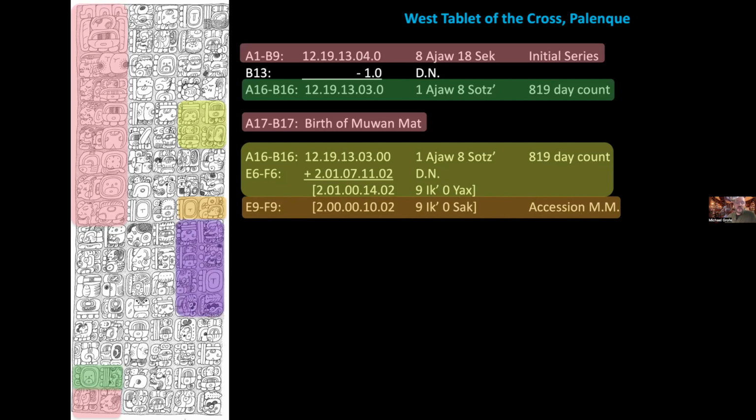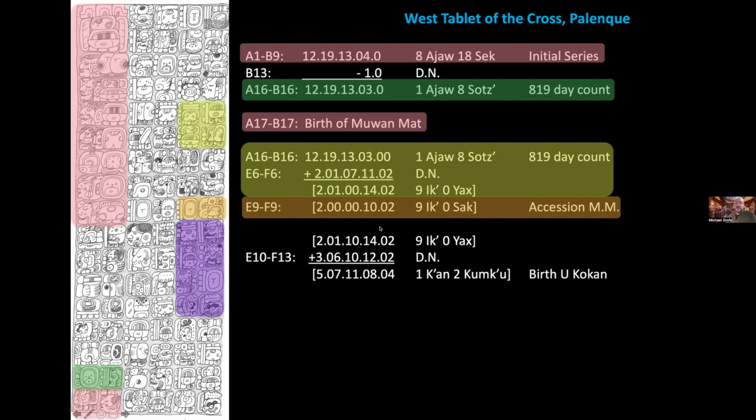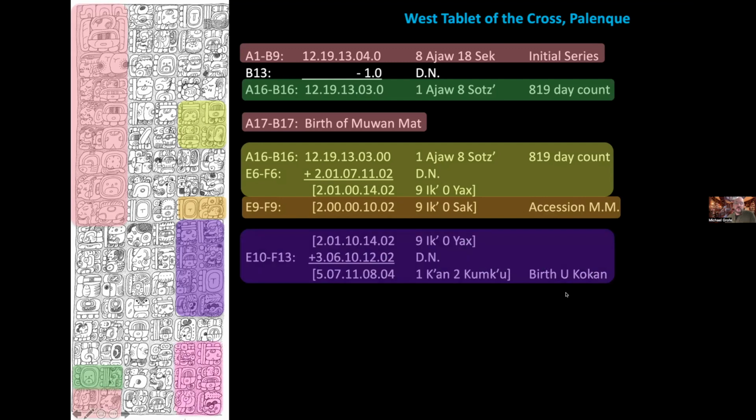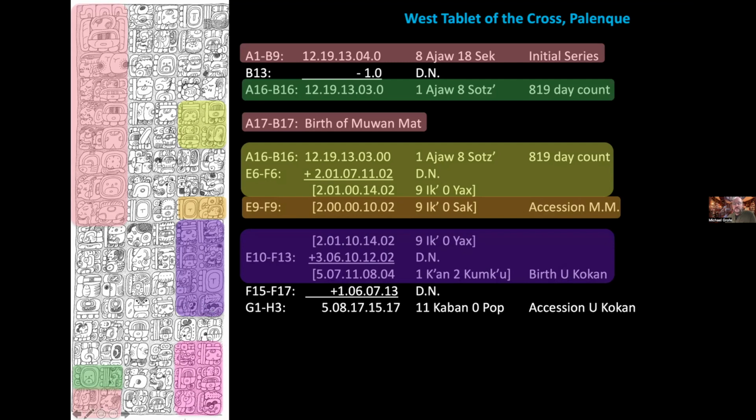Okay, but if we count forward from this date, we have another distance number, but interestingly, this again counts from that unstated date 9-ik-0 Yash, and not from the accession of Muhammad, which is 9-ik-0 Sak. And if we count using this distance number and using 9-ik-0 Yash, we then reach a birth date for U Kokan. And his birth date is mentioned here, and then followed by his accession date with another distance number that leads to the date 11 Kaban 0 Pope.